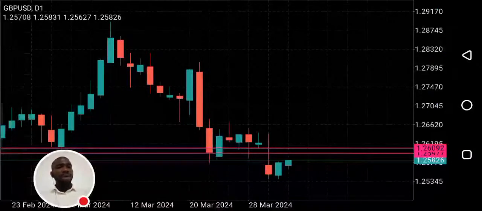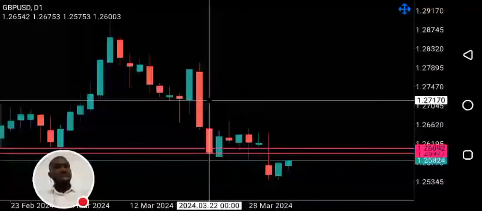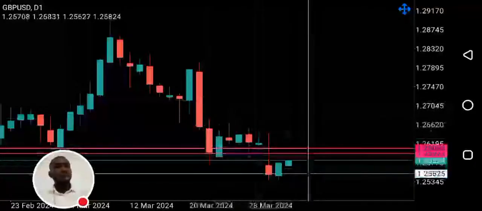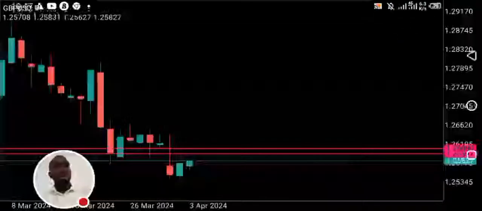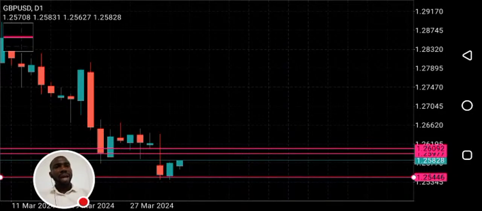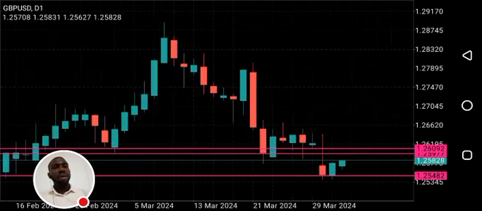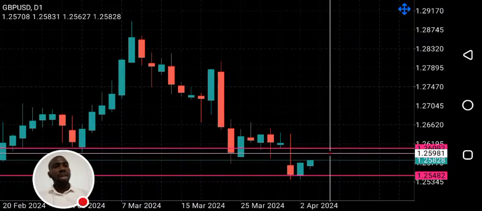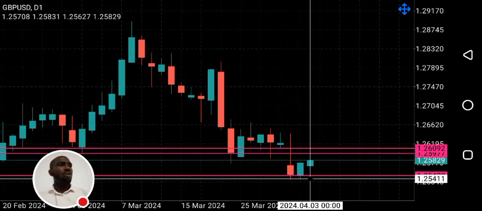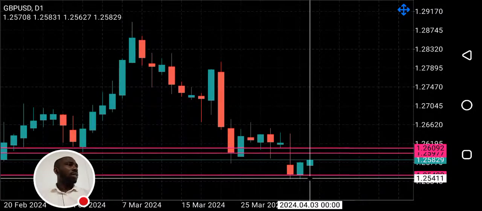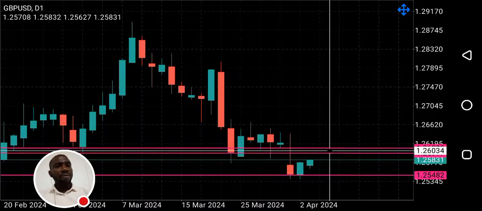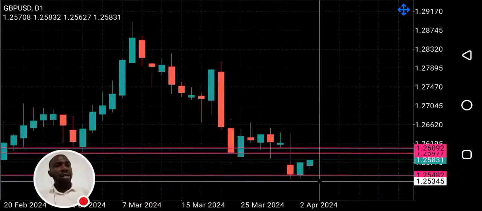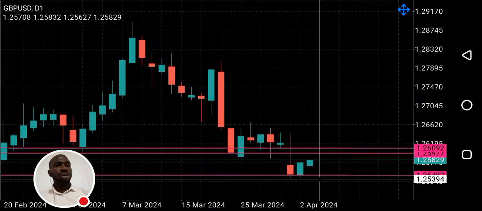You cannot sell. It's either price pulls up to this level, or price breaks this support. That is when you should consider selling GU. At the moment, it's bullish. If you are considering selling, wait for price to pull up to this level or break this low before you sell. I hope that is clear. You either sell from this point or sell if this support is broken.